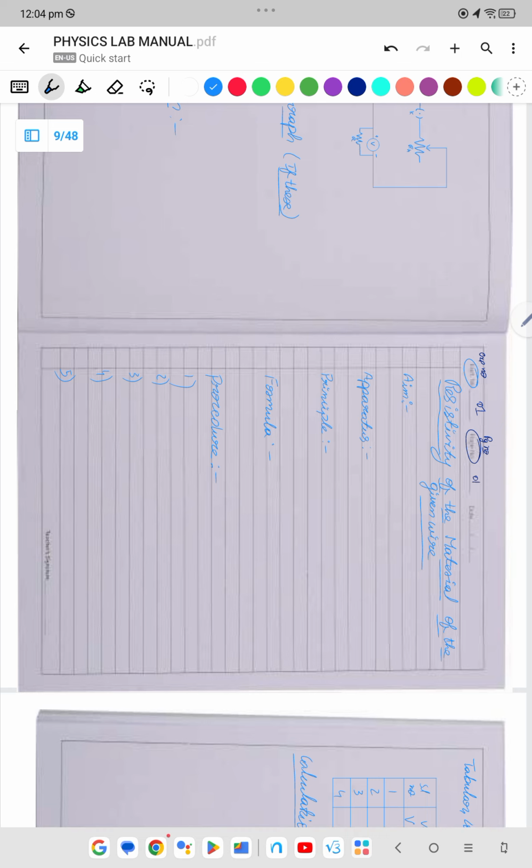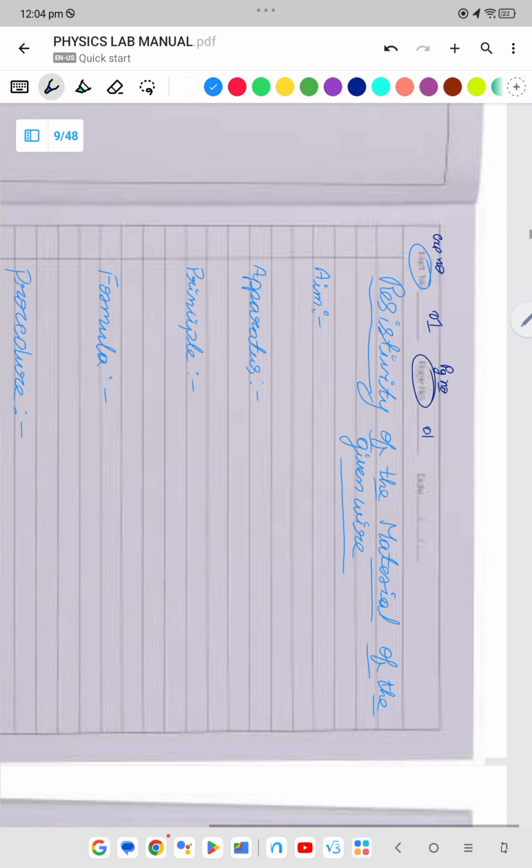Here you can see that whenever you open the record, you see this type of page. In the top corner, you can see the experiment number and page number. If you are writing the first experiment, write down experiment number 1 and starting from page number 1, so I will write down 1. And next, you have to write down the name of the experiment you are going to write. For me, it is the resistivity of the material of the given wire.